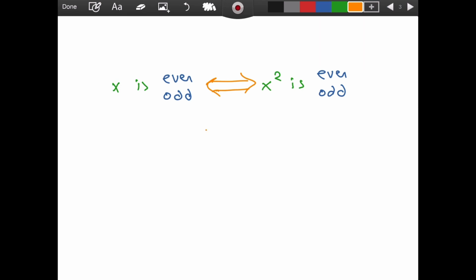This is a biconditional. So it means that if you know that the one on the left is correct, then you know the right is also correct. If you know the right is correct, then you know the left is correct as well. And if either of them is wrong, then you can conclude that the other one must be wrong as well. And this symbol is read as if and only if.